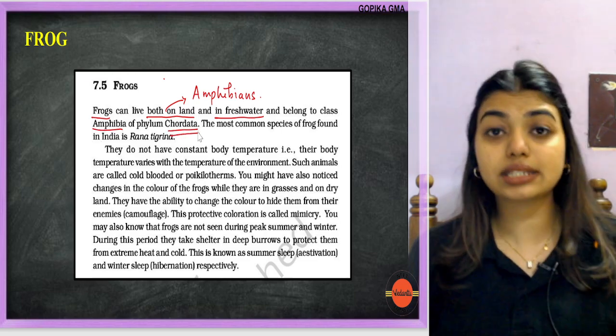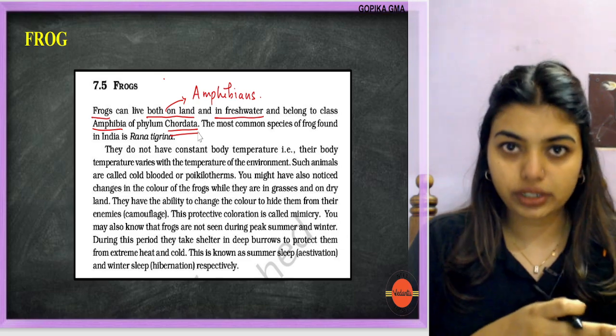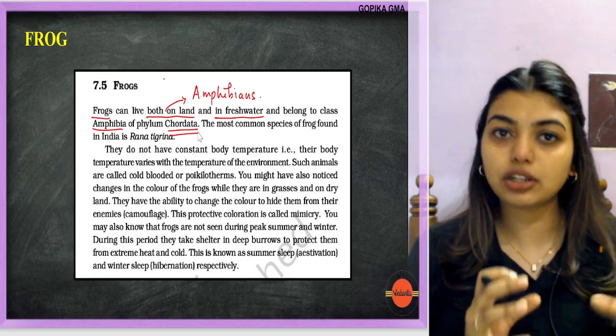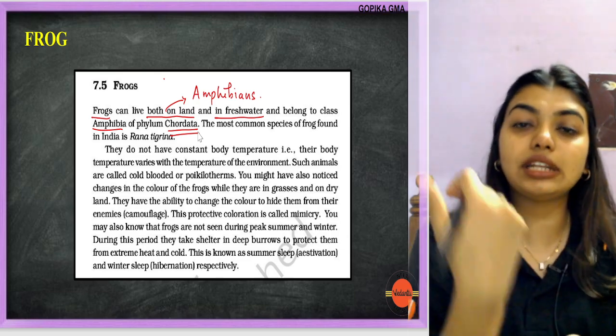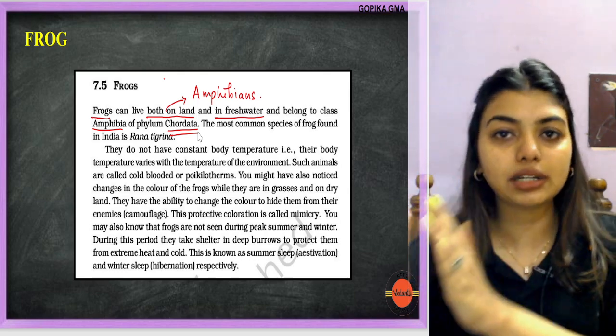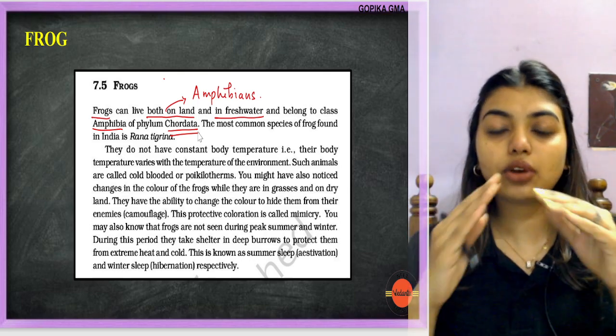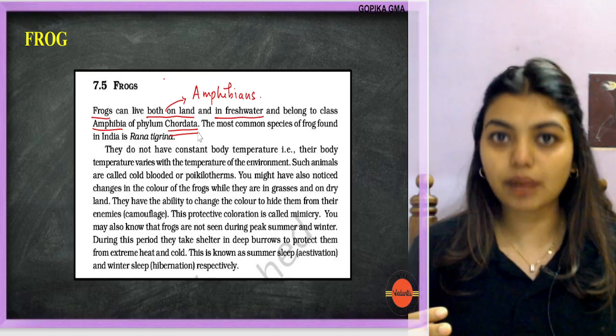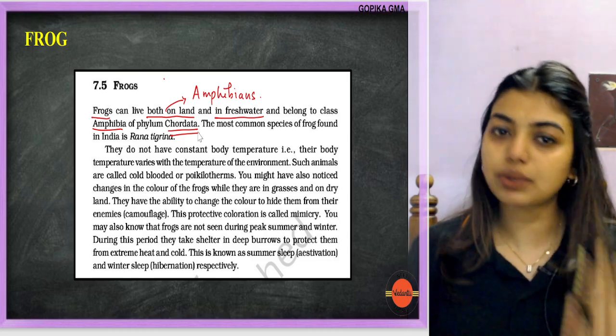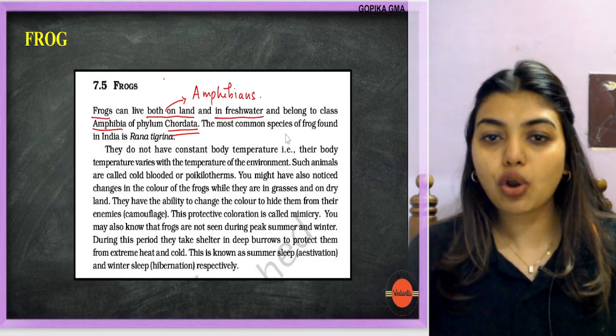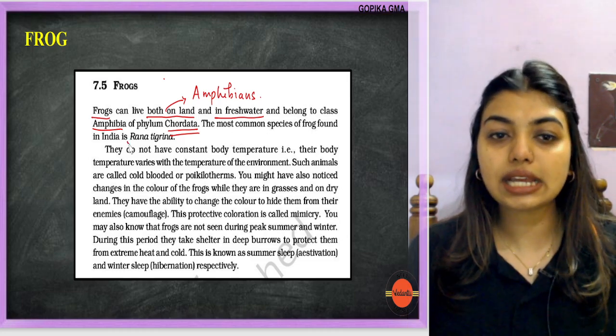Chordata: I told you last class that if they have a notochord, we will put them under chordates. If the notochord later develops into a vertebral column, we'll put them under Vertebrata. When we divided them, we put them under the superclass Tetrapoda, and the first one was amphibians. The most common species of frog found in India is Rana tigrina.